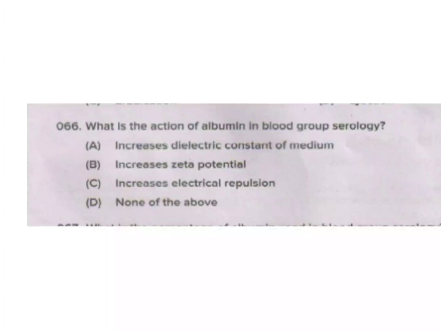What is the action of albumin in blood group serology? Four options are there. Option A, increase dielectric constant of the medium. Option B, increase zeta potential. Option C, increase electrical repulsion. And option D, none of the above.